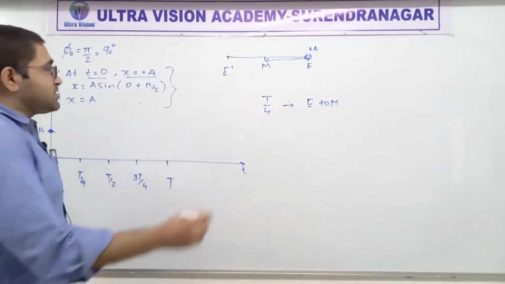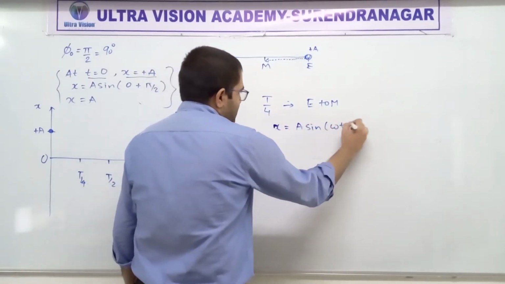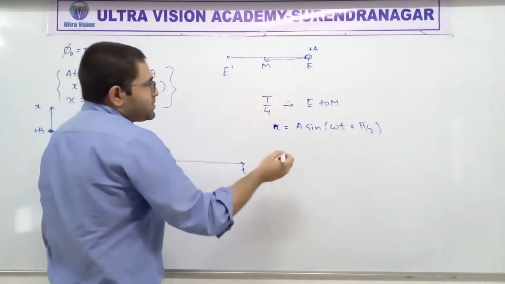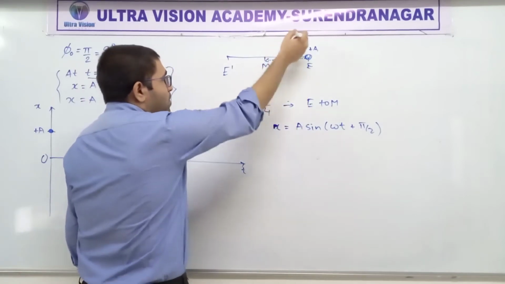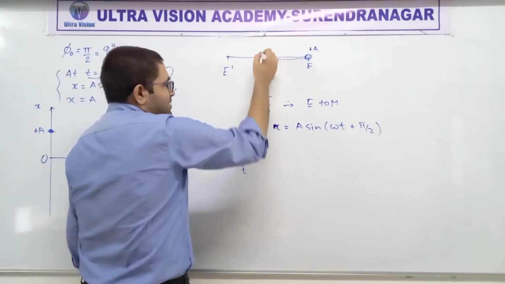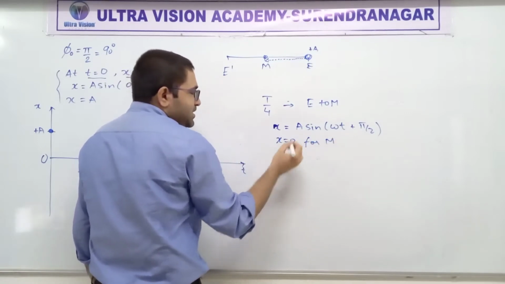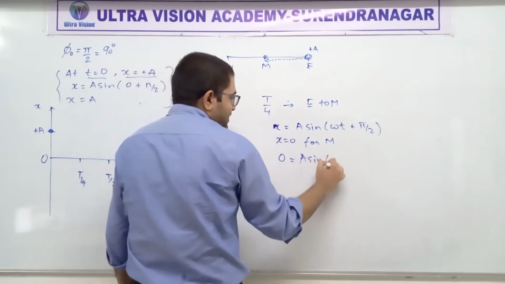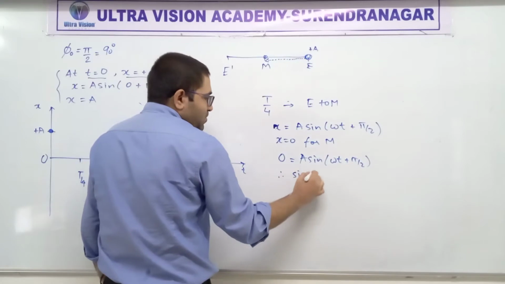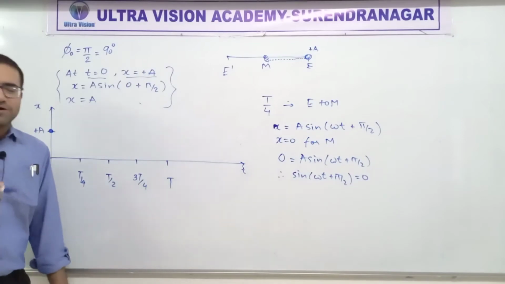If you don't believe it, no problem, we can do it with a bit of maths as well. If I use the equation once again, I put phi 0 as pi by 2. Now I want to know at what time the particle will come here, that is x equal to 0 for the point M. If I put 0 here, I get 0 equal to a sine of omega t plus pi by 2. That would mean sine of omega t plus pi by 2 is 0.